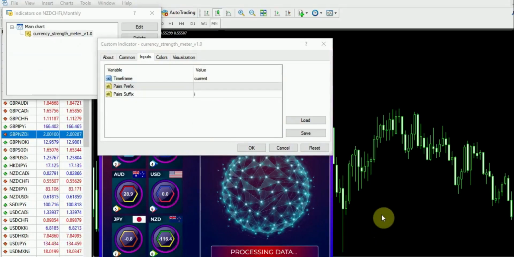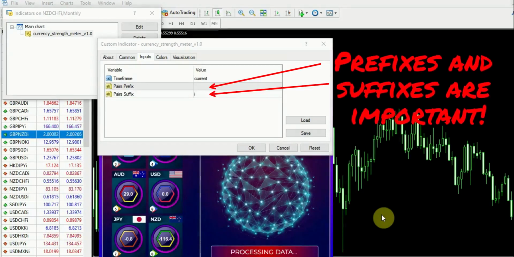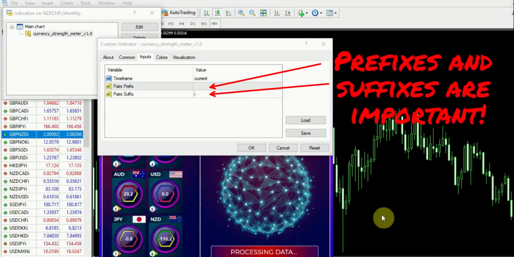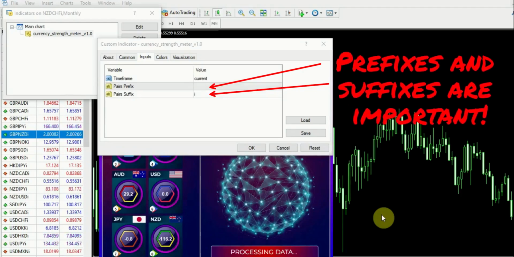And the second important thing to keep in mind is that different forex brokers use different symbols and letters along with their currency pairs. Some brokers may use a prefix or a suffix like the letter I, and therefore it's essential for our algorithm to know these prefixes and suffixes used by your broker so that it can recognize these currency pairs in the system. So be sure to fill in these sections accordingly, okay?